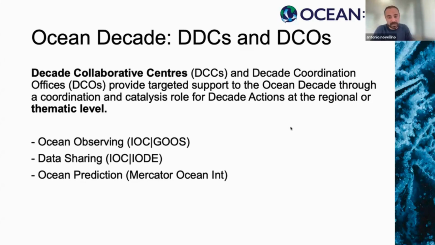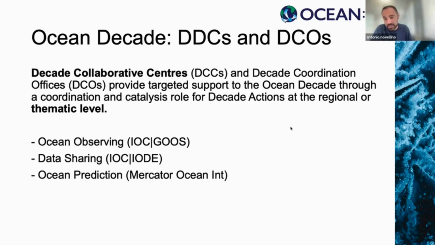Here I'm mentioning three main DCCs that are quite important for us and for the project. The Ocean Observing one, that is coordinated by IOC and GOOS, the office that is in Paris. The data sharing one, again coordinated by IOC, the IODE, and the office in Brussels. And then we have the Ocean Prediction one that is coordinated by Mercator Ocean. These three are quite important because one is about, let's say, the remote sensing data and reprocessed data.